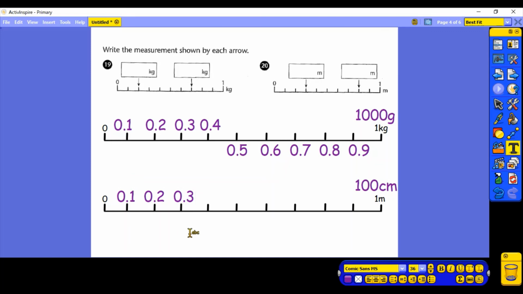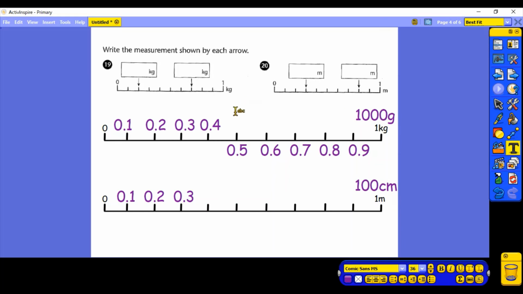Okay, I'm not going to fill them all in. And hopefully that will help you to work out what measurement the arrow is pointing to there. So what we've done is we've taken the 1 kilogram, we've divided it by 10, because there are 10 sections, 10 intervals, the same as on the meter line. And we've worked out that each line is worth 0.1. So 0.1, and then another one would be 0.2, and another one would be 0.3, and it would go all the way up to 1 kilogram and 1 meter.